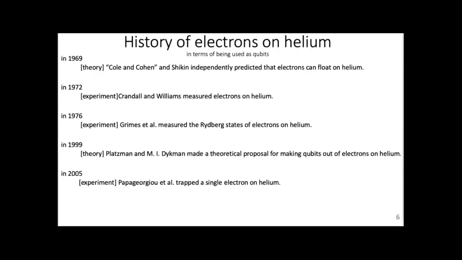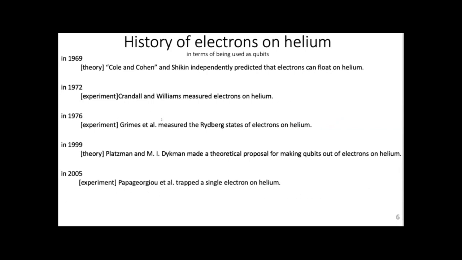Here, let me show you the history of electrons on helium. In 1969, it was theoretically demonstrated that a stable two-dimensional system can be created on the surface of liquid helium. Following this theoretical proposal, a two-dimensional electron system formed on the surface of helium was measured in 1972. And in 1976, a quantum state of electrons on helium was measured for the first time.